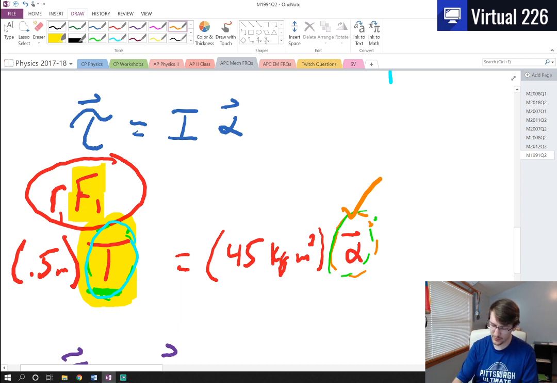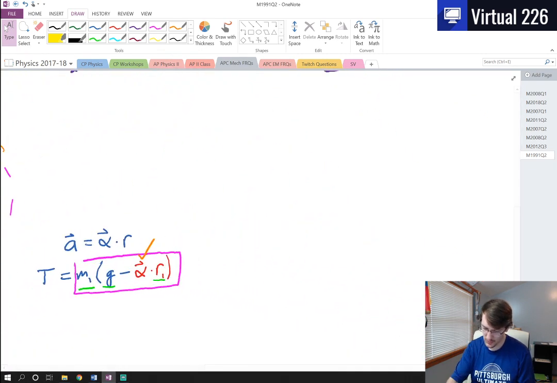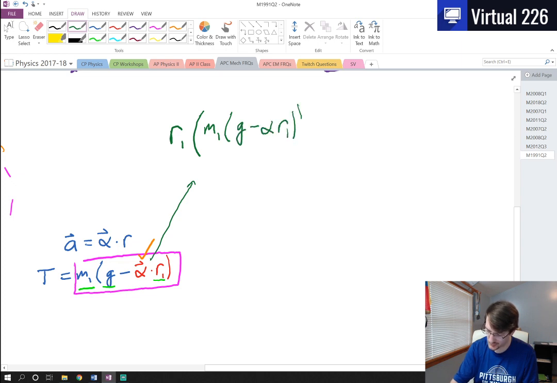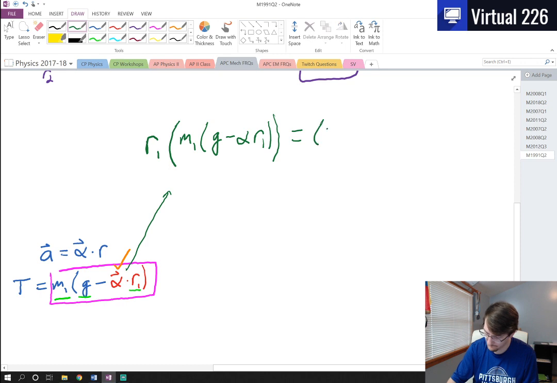above. What this will allow me to do is substitute this term back in for tension, and now I only have one missing variable, the alpha. So looking up into the earlier part of the problem, and this is just all the math that goes on here, let's just write this out in completeness. We can say R1 times the tension, which is this term right here, M1 times the quantity G minus alpha R1, equals, and that's going to be 45, the moment of inertia, times alpha.